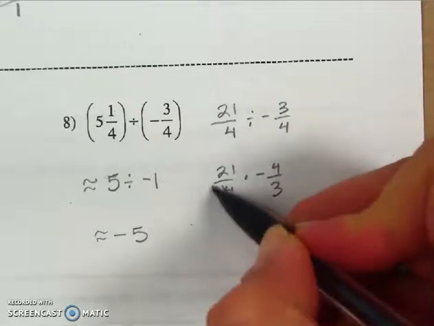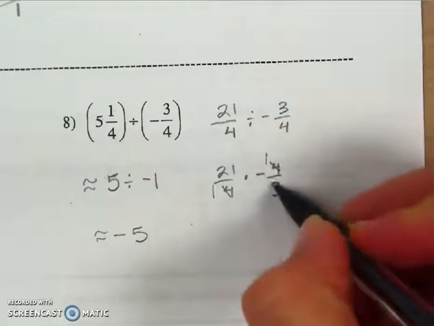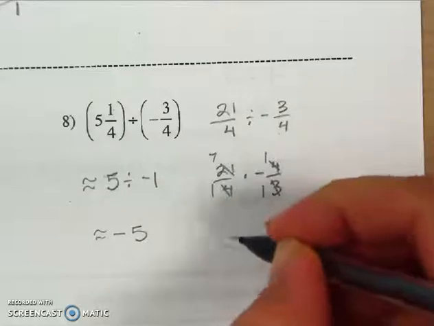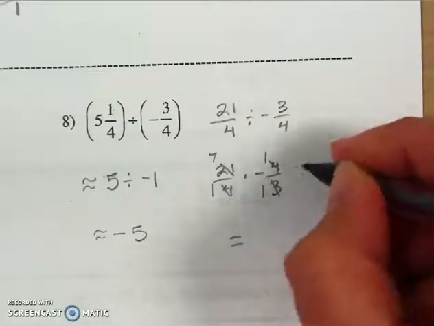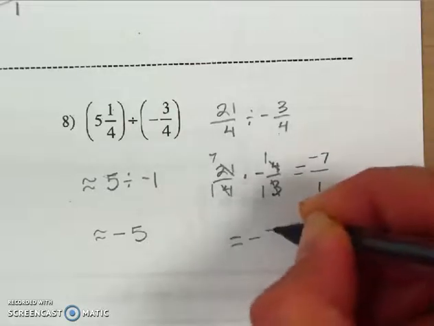So 4 goes into 4 once, 4 goes into 4 once. 3 and 21 are both divisible by 3. 3 goes into 3 once, 3 goes into 21 7 times, and we get the actual answer of -7/1, which is just -7.